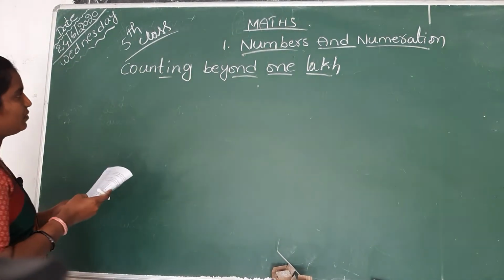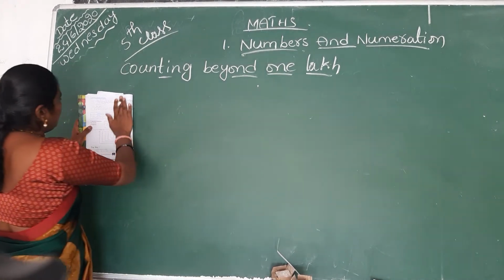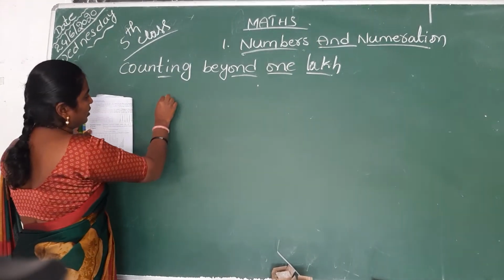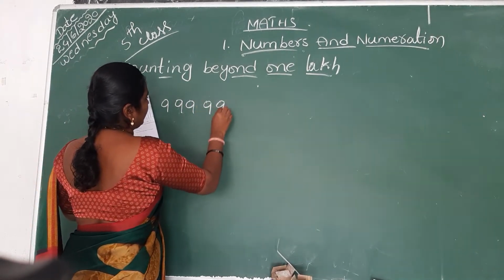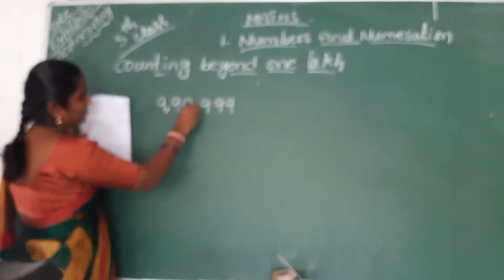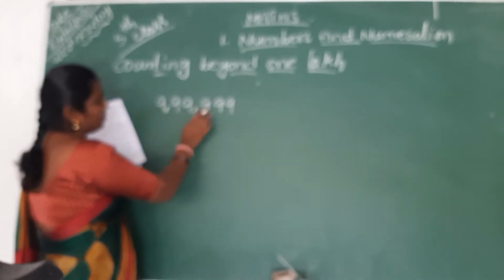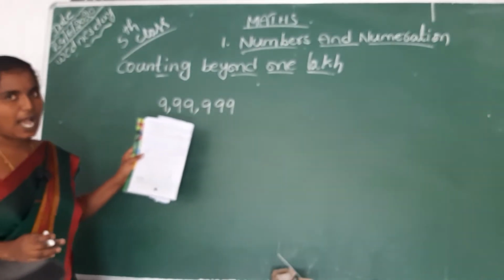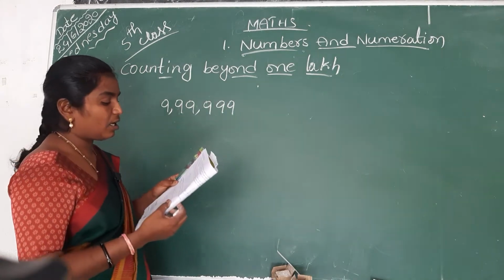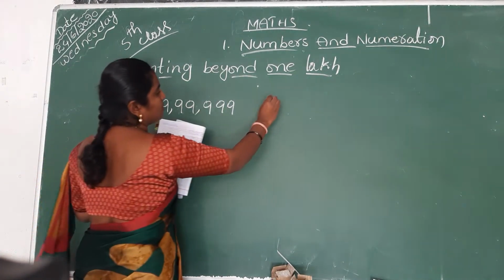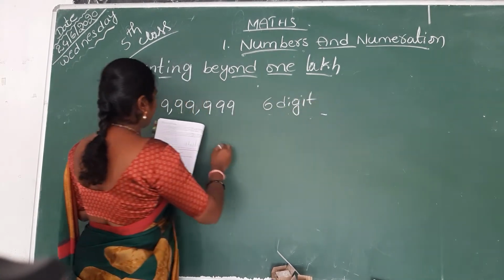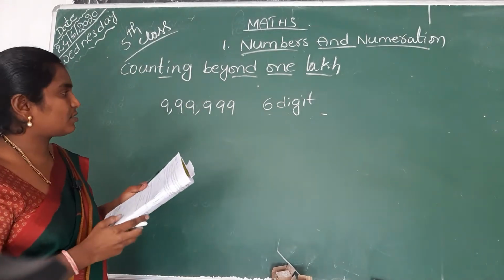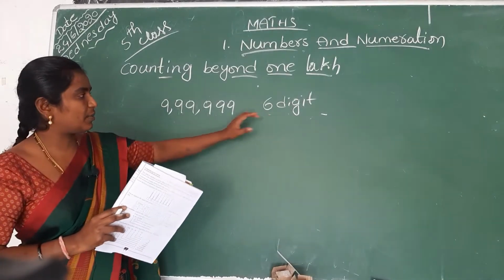Next, how to count. Now we will see how to count beyond the lakh place. For example, I am writing the number 9,99,999. This number is in the lakhs place. Read this number along with me: 9,99,999. This is the largest number in the lakhs, which has 6 digits. The biggest 6-digit number is 9,99,999.